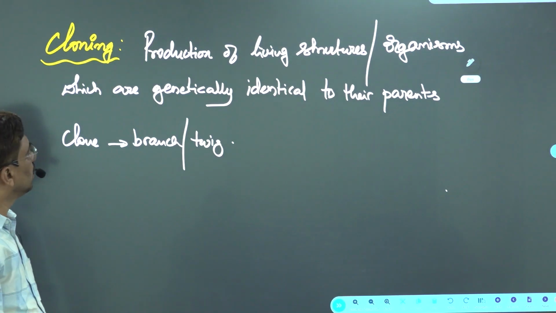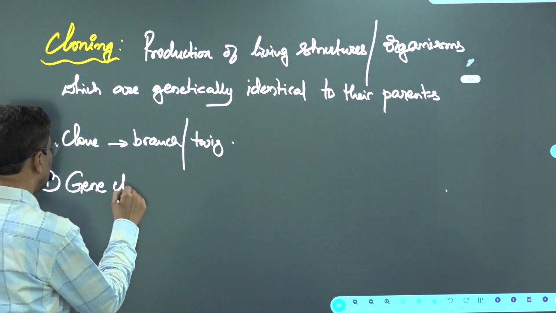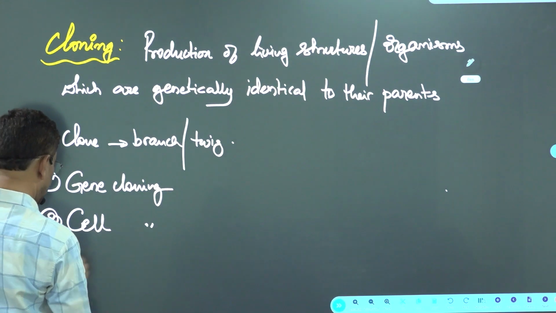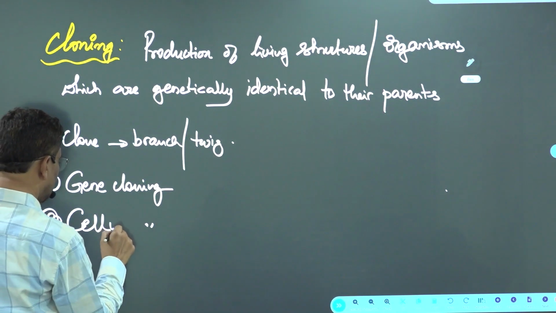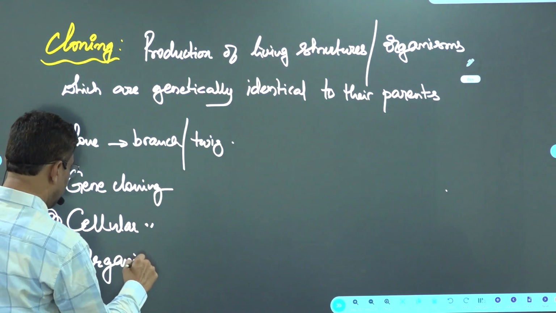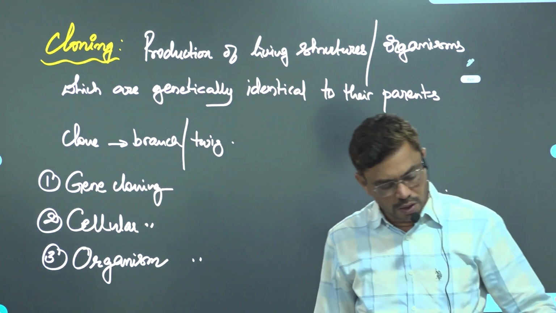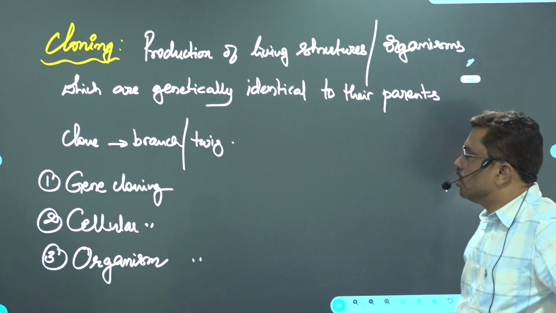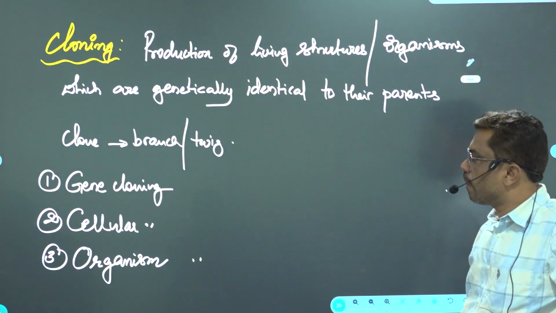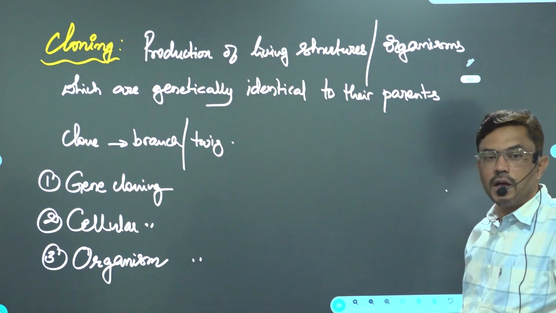Okay, right. And this cloning is of different types. One is gene cloning, cell cloning or cellular cloning, and organism cloning. Cloning is of different types: gene cloning, cellular cloning, and organism cloning.